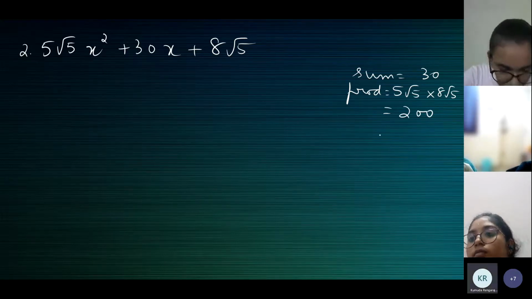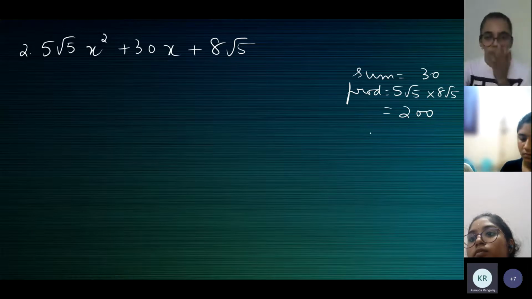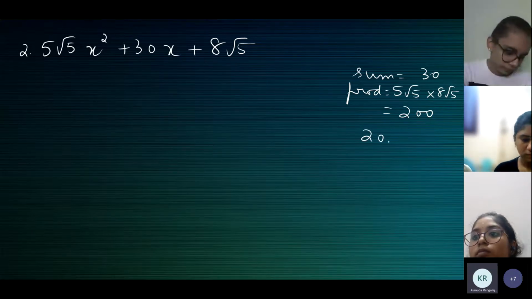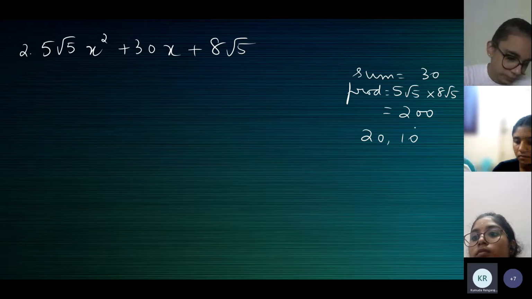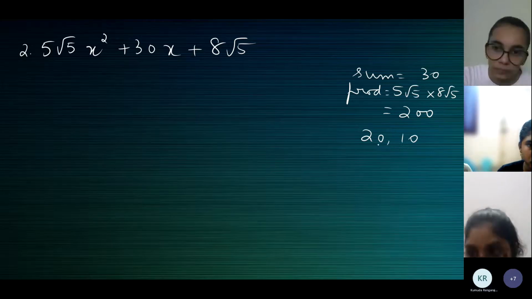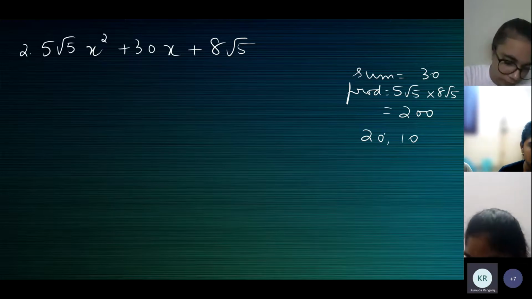So how do we split the middle term? 20 and 10 are the two numbers. Because 20 into 10 is 200, and 20 plus 10 is 30, the sum. So the two numbers are 20 and 10.